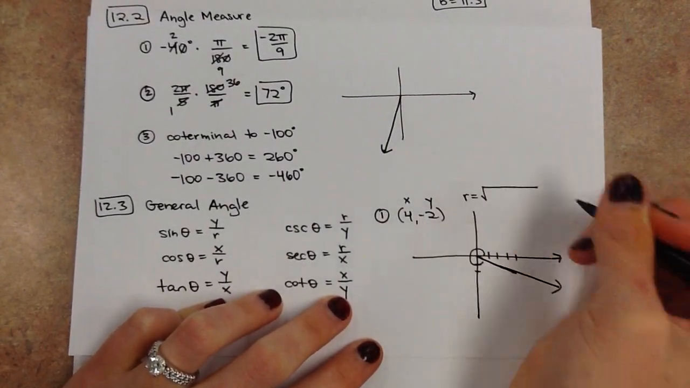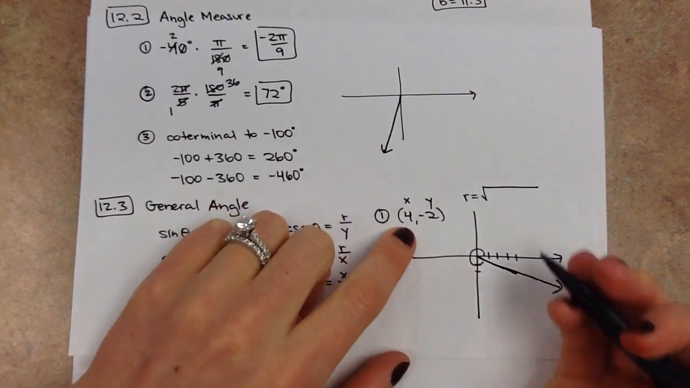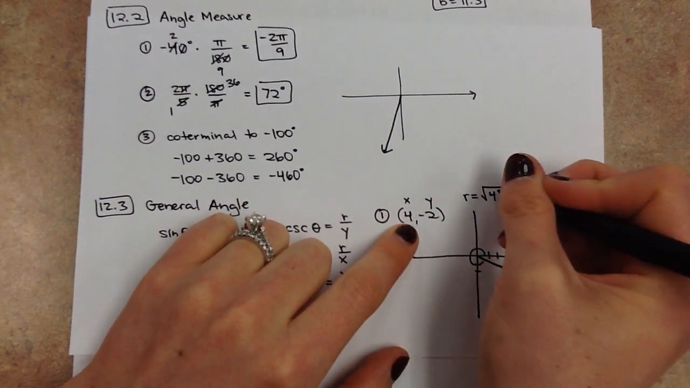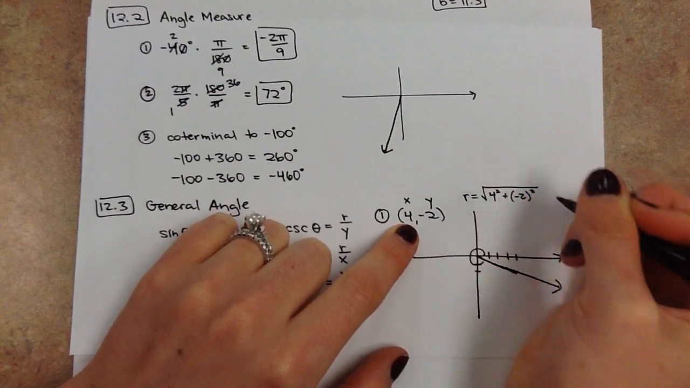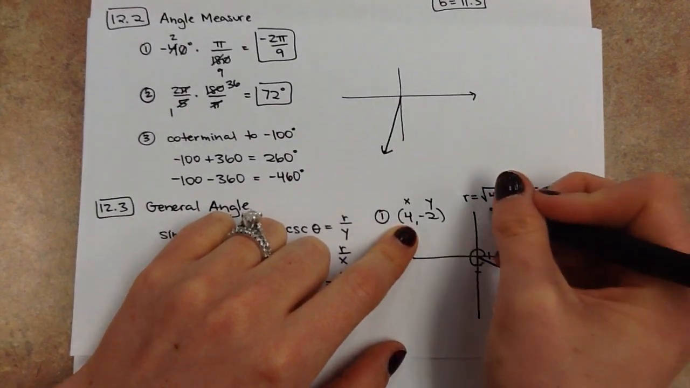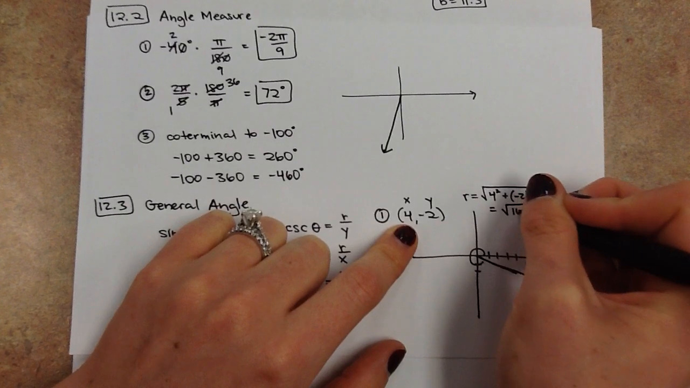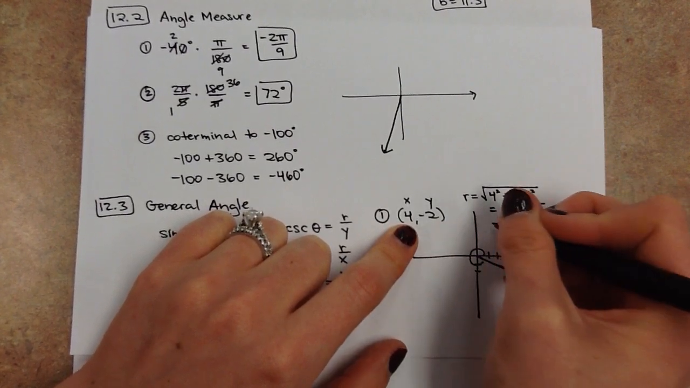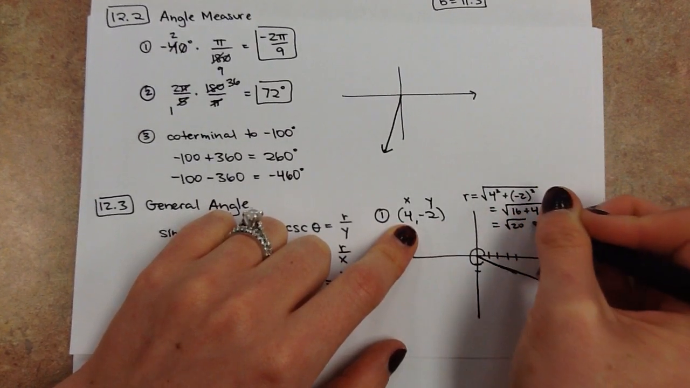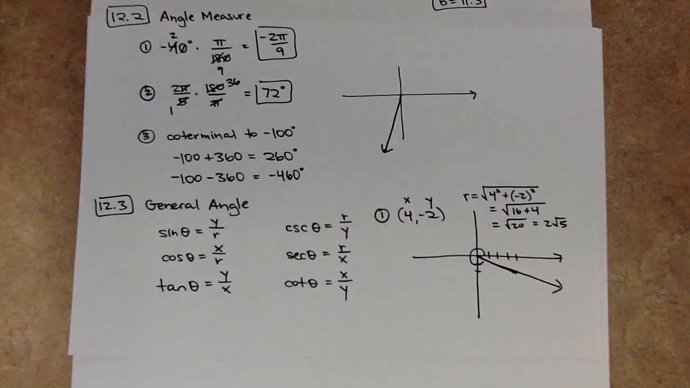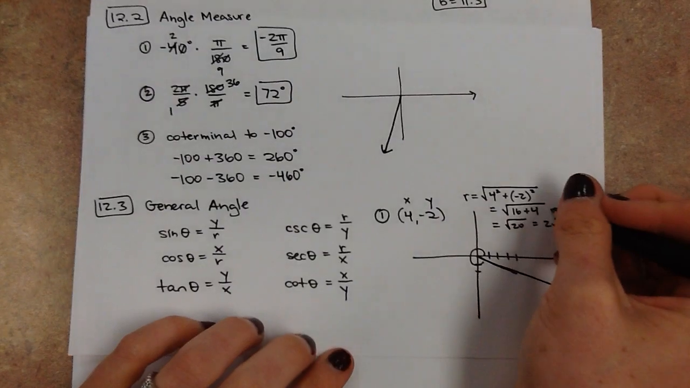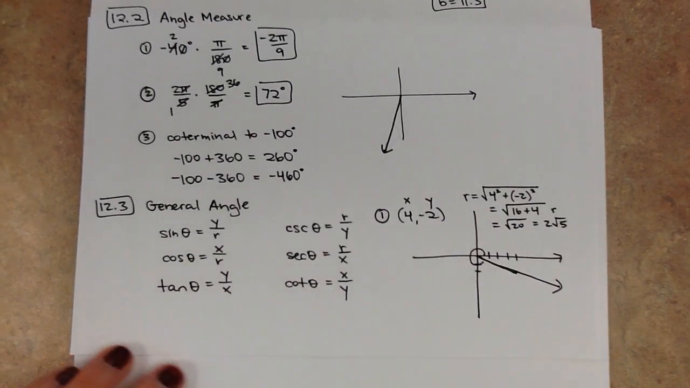So r would be the distance from this point back to the origin, so (4 minus 0) squared, plus (-2 minus 0) squared. So this is the square root of 16 plus 4, which is the square root of 20, and that reduces to 2 root 5. Okay, so that's r. So we've got x, y, and now this is r, so we just combine them into all 3 of these.